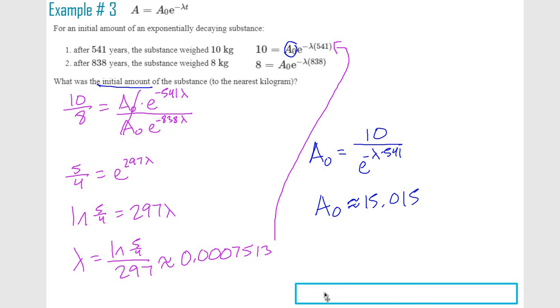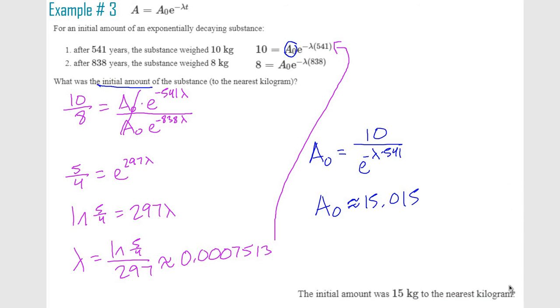All right, so let's see how we did. There you go, to the nearest kilogram. I always double check those rounding. All right, so that one said 15 rounded.